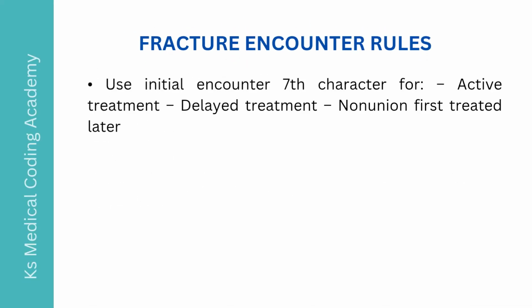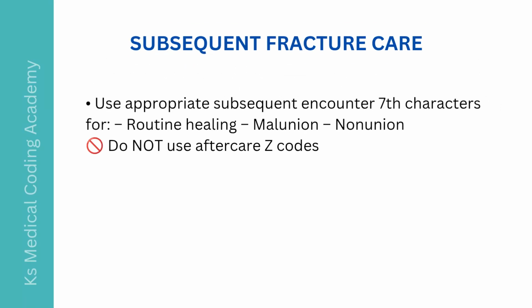Fracture encounter rules. Use initial encounter fracture codes when the patient is receiving active treatment, treatment is delayed, or a non-union is treated for the first time. Subsequent fracture care. Use subsequent encounter fracture codes for routine healing, delayed healing, malunion, or non-union. Aftercare Z codes must never be used for traumatic fractures.